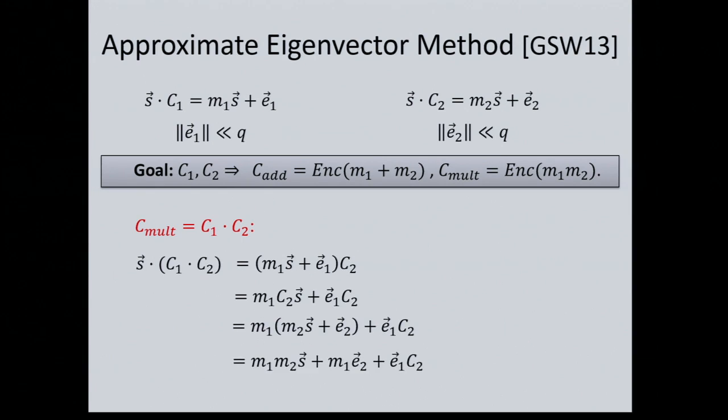So S times C2, just from here, is going to be M2 times S plus E2. And we have this additional term, which is E1 times C2, which we just sort of keep carrying around because, well, we don't know how to break it any further. And what we get in the end is M1 times M2 times S, plus M1 times E2, plus E1 times C2. So we got something that kind of looks like what we had before.